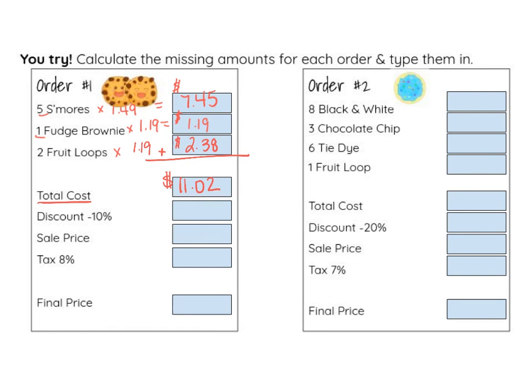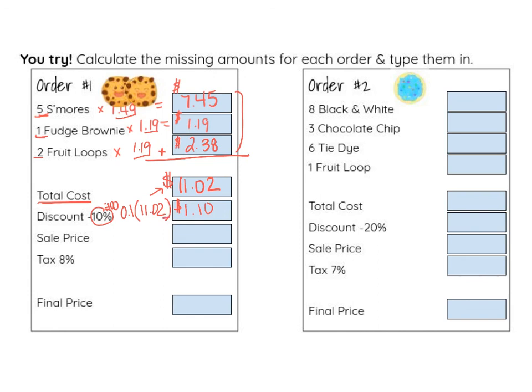Okay, so again, all I did was I figured out how much each of the cookies costs, multiplied it by how many they're getting of each cookie, and then I added these 3 numbers up. So $11.02. Now let's start to apply the percentages. So for discount, we have a 10% discount. Let's change that to a percent. You divide 10 by 100, you should get 0.1. From there, you multiply that by the total cost, $11.02. You should get $1.10. That's how much you're getting off of your price. That's the amount of discount.